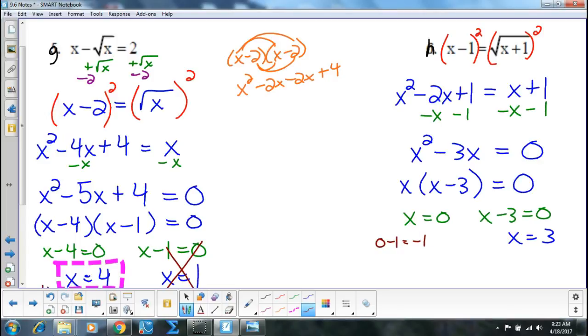Do I need to go any further? Why not? A square root can't equal a negative number, correct? So 0 is going to get kicked out. 3 minus 1 is 2. 3 plus 1 is 4, and the square root of 4 is 2. Is 2 equal to 2? Yes. So this one is my answer.